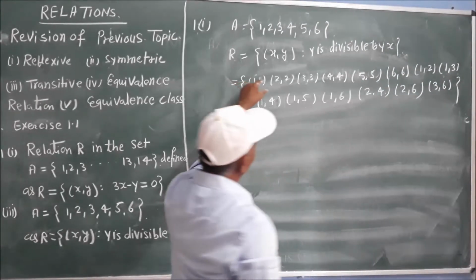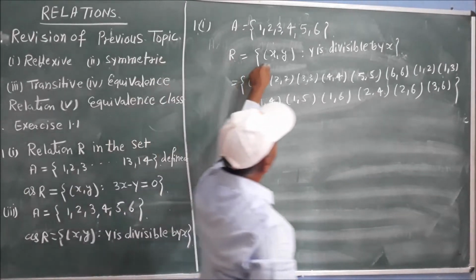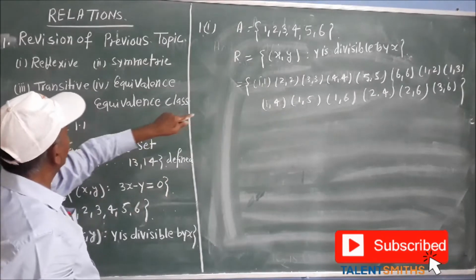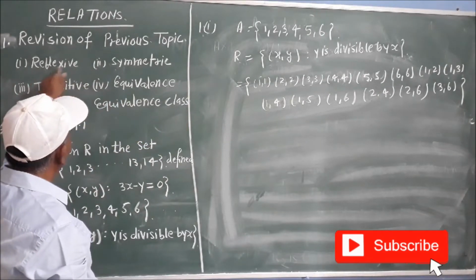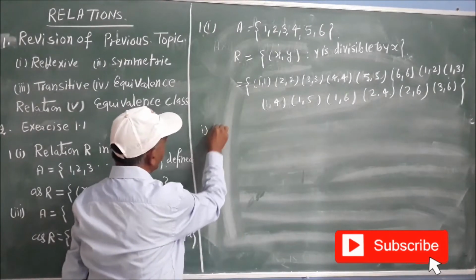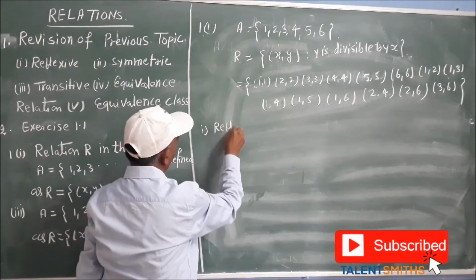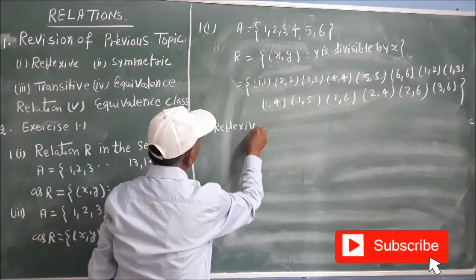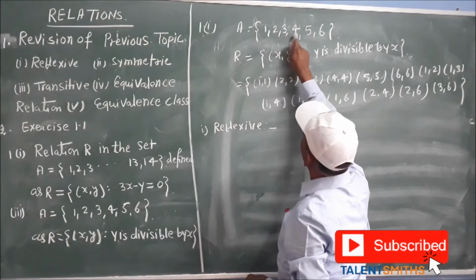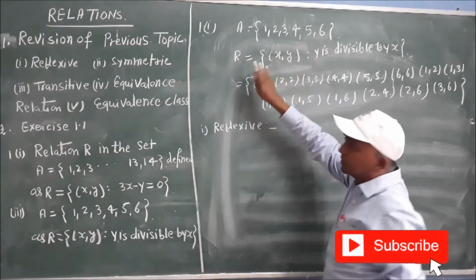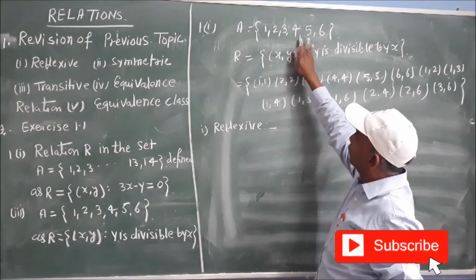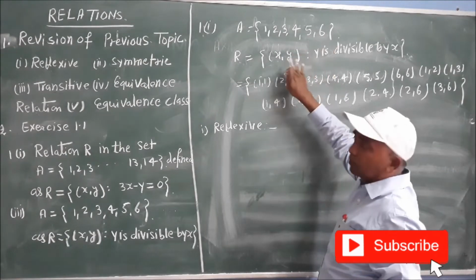So this is the relation we can make using this. And after that here we have to check whether this relation follows the reflexive, symmetric or transitive property or not. First property is reflexive. For reflexive, see here in the set A it is given 1 2 3 4 5 6. That means in the relation (1,1), (2,2), (3,3), (4,4), (5,5), (6,6) must hold.